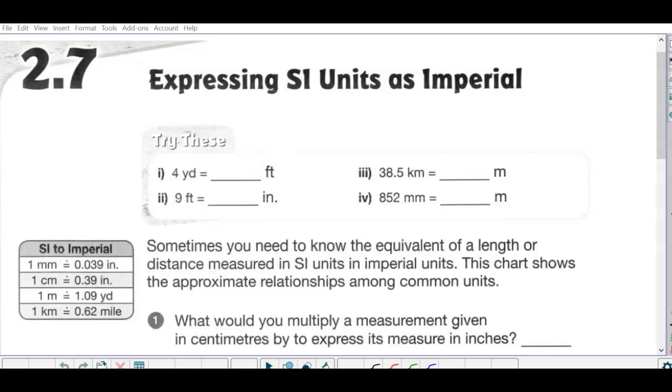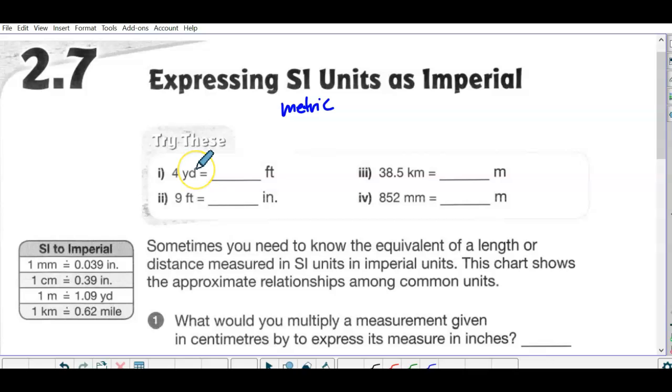Chapter 2.7 in the 10-3 workbook, expressing SI units, so that is metric, as imperial. Okay, so the opposite conversion from the last chapter. Try these converting yards to feet.